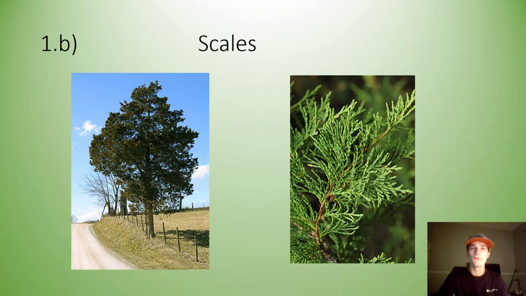Scales are small overlapping leaves that look scale-like, and they normally belong to cedar trees and other conifers. Eastern red cedar are common around here, and that is what the pictures show as well.